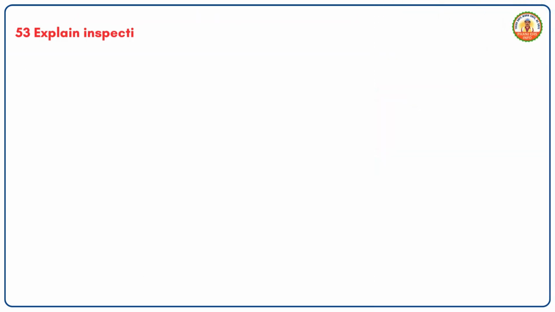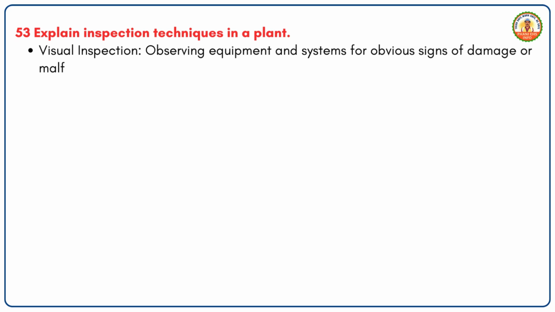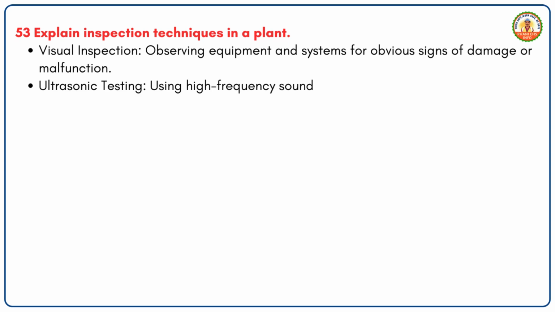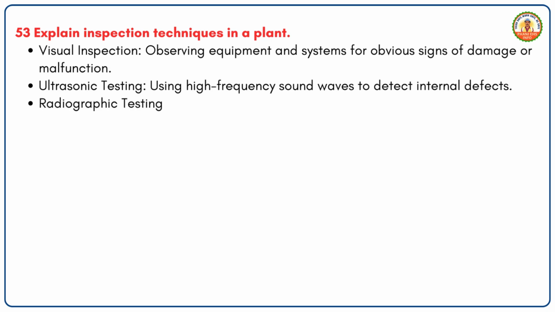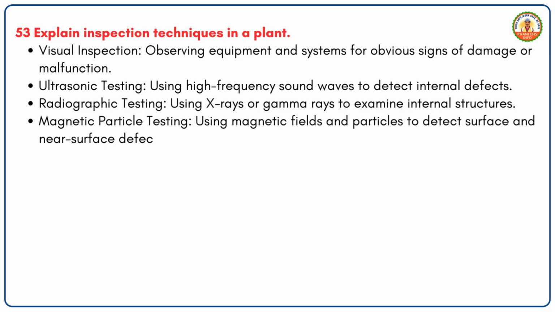53. Explain inspection techniques in a plant. Visual inspection, observing equipment and systems for obvious signs of damage or malfunction. Ultrasonic testing, using high-frequency sound waves to detect internal defects. Radiographic testing, using X-rays or gamma rays to examine internal structures. Magnetic particle testing, using magnetic fields and particles to detect surface and near-surface defects.